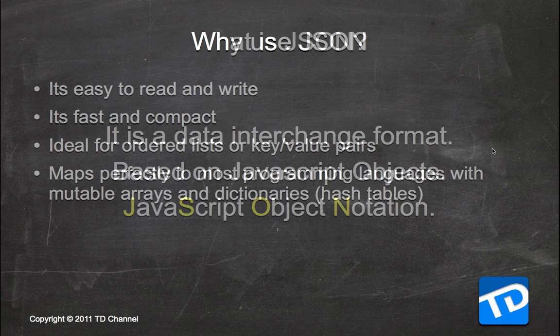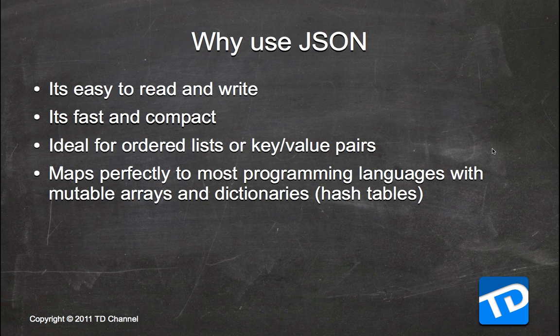So why use JSON, when you could be using something like XML or try to roll out your own interchange format? Well, there are several reasons. One of them, it's very easy to read and write. It's also very fast and compact. And it's ideal for transferring data that can be stored as ordered lists or key value pairs. So for example, anything that's an array or a dictionary or a hash table will integrate really well with JSON. And also another reason is that it maps pretty much with most computer programming languages out there.